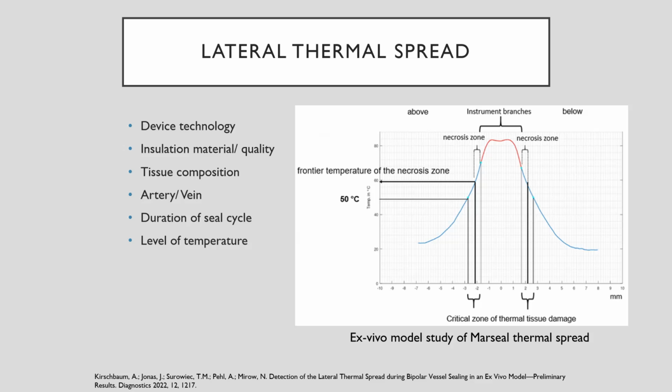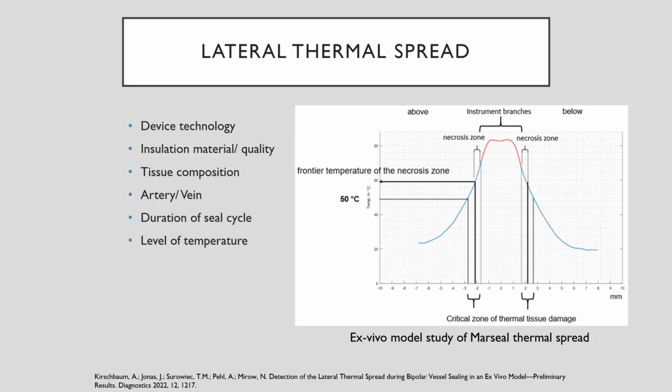Again, whether you are using it for the first time or whether you are reusing it, what is the tissue composition that you are dealing with, what is the percentage of elastin in this tissue, whether it is artery or vein, what is the duration of seal cycle, because one particular company may have a longer seal cycle than other. That is just because of the way they deliver energy, the way they deliver voltage and current, the way they measure impedance feedback. It all depends on that, and that will ultimately determine the duration of seal cycle. That may have an effect on the level of temperature, and that may have an effect on the thermal spread.